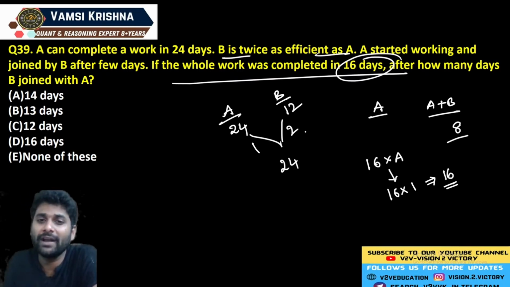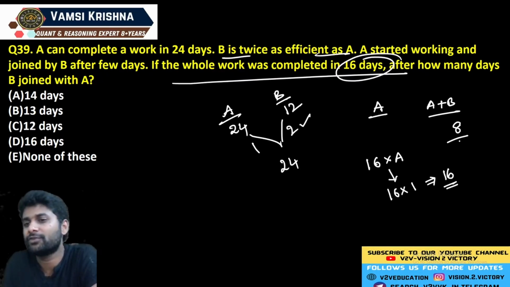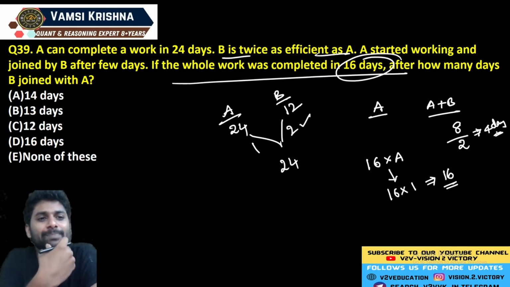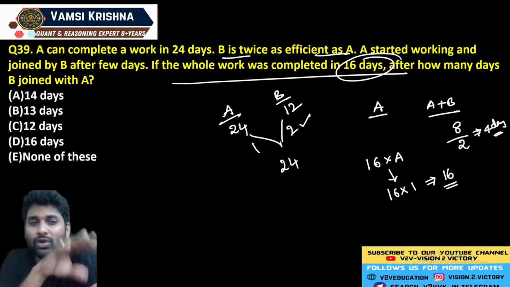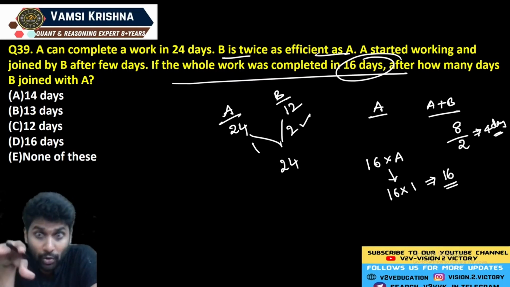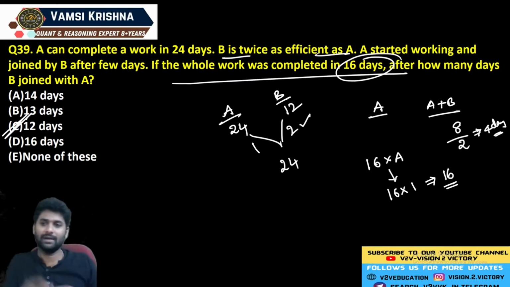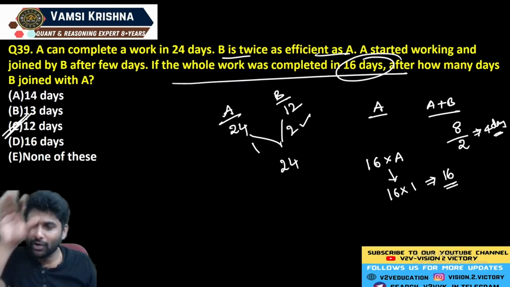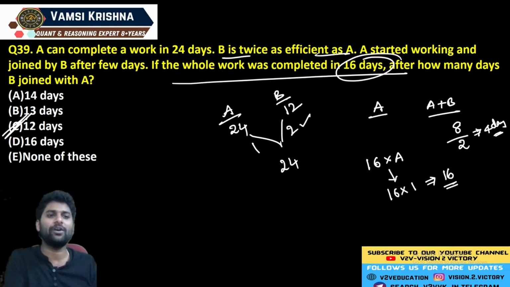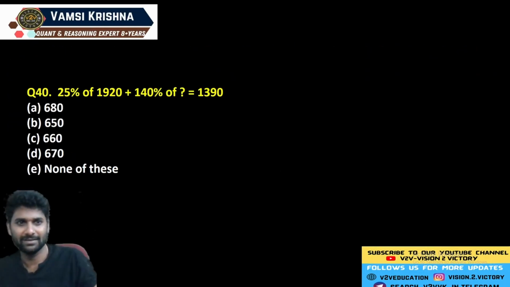So you already know the efficiency of B. B can do 2 units per day. To complete 8 units, it takes only 4 days. Now the question, after how many days B joined with A? Out of 16 days, 4 days he is working. See, he is working only 4 days, means he joined after 12 days. Guys, here B is working only 4 days, means he joined after 12 days. Why? Because whole work is completed in 16 days.